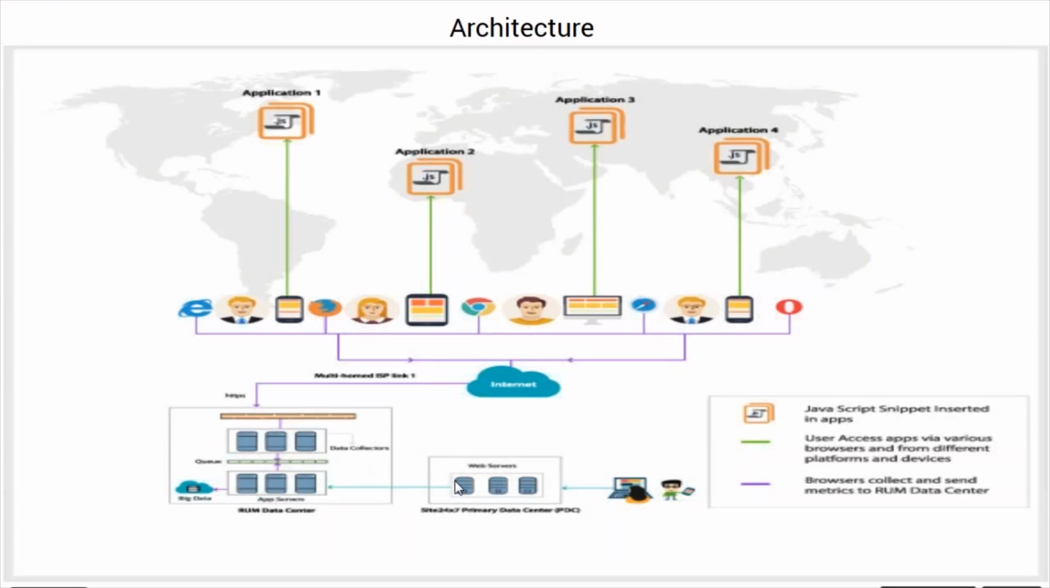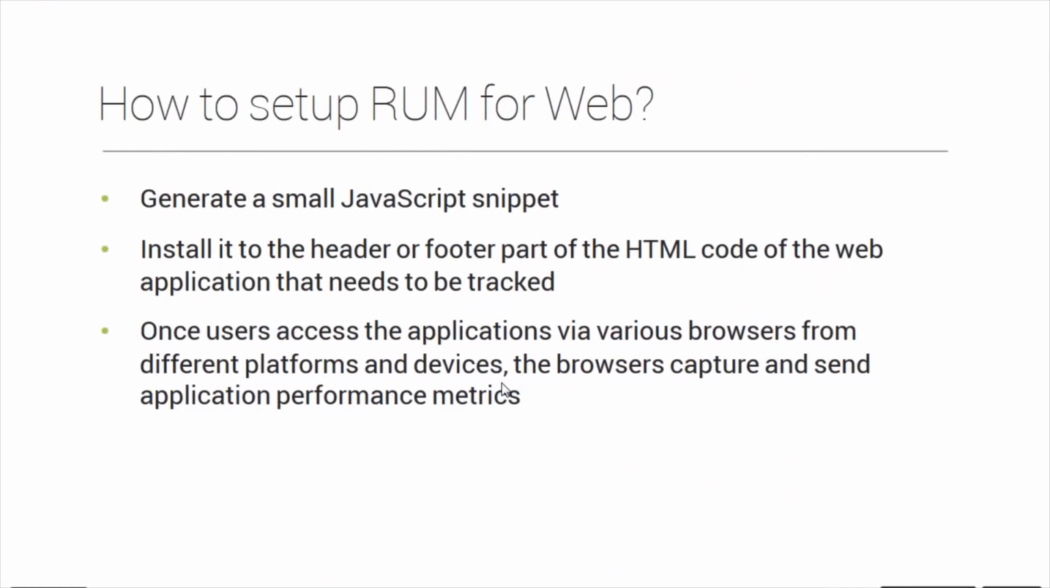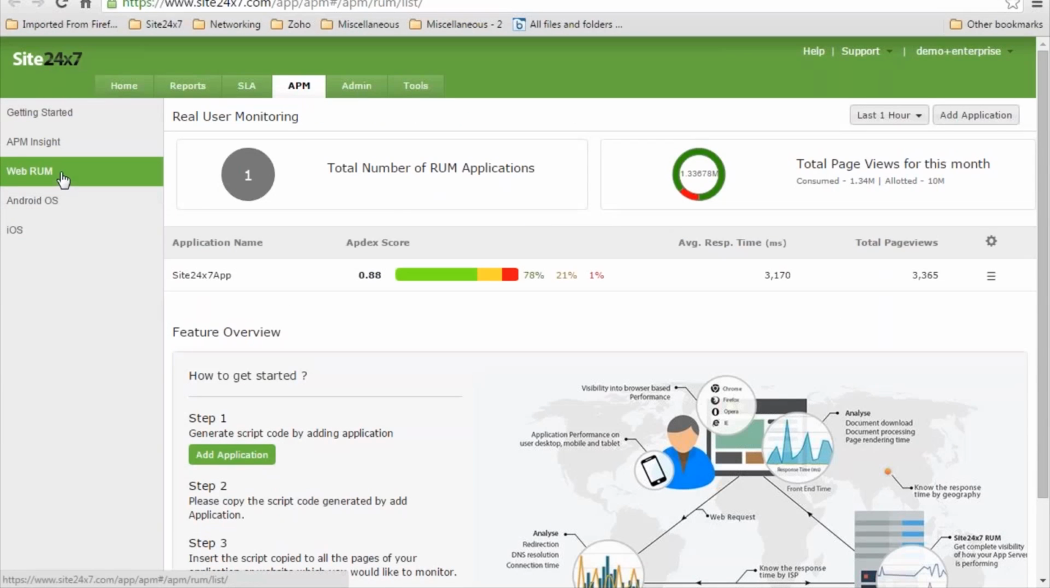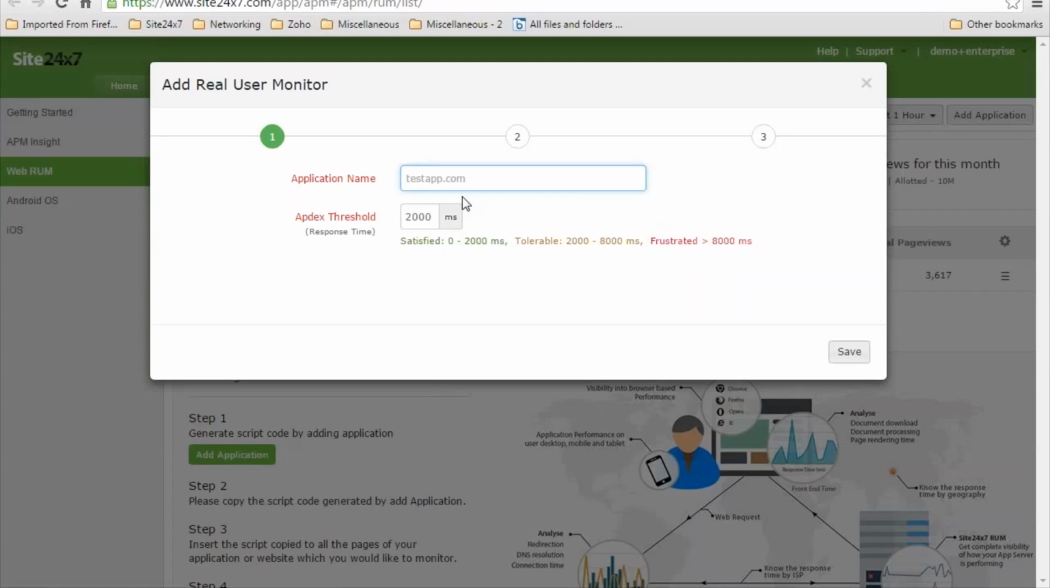Once users access the application via various browsers from different platforms and devices, the browsers capture and send application performance metrics over the internet via a one-way HTTPS to the RUM data center. That's what we are seeing here. The data collectors and app servers within the RUM data center interact via a queue. The web servers located in the Site24x7 primary data center interact with the app servers, which in turn communicate with the big data, and from there on, all the performance data is captured and represented in a single Site24x7 console.